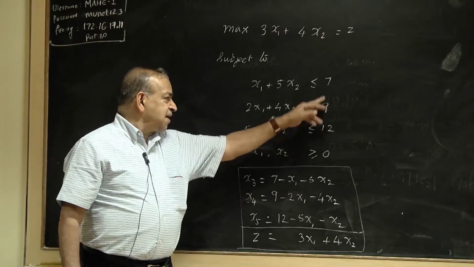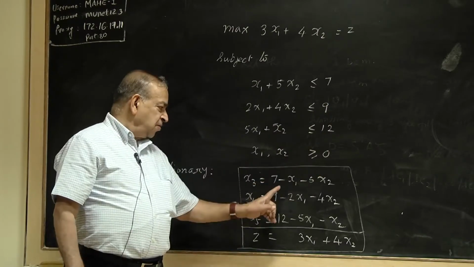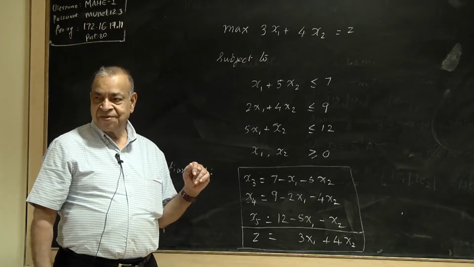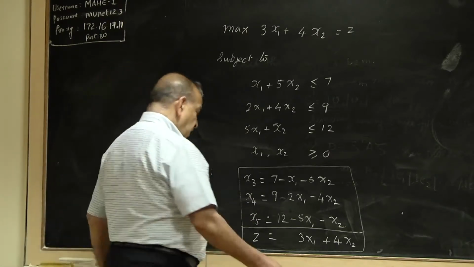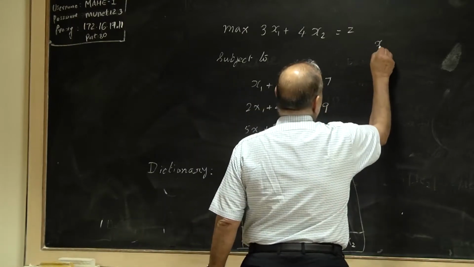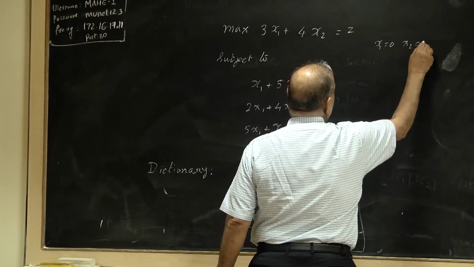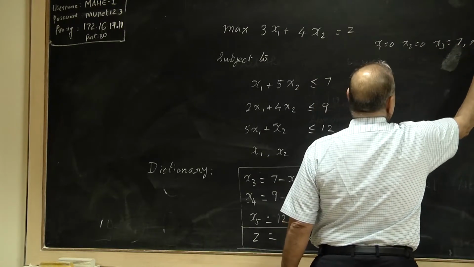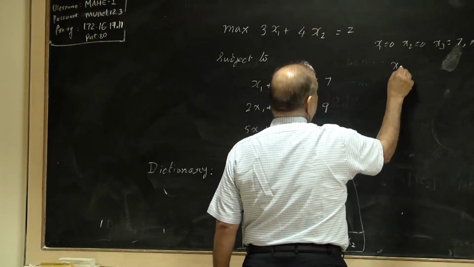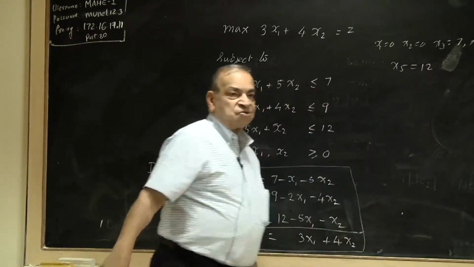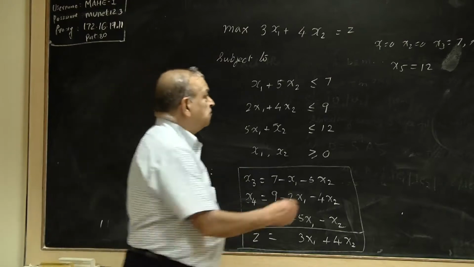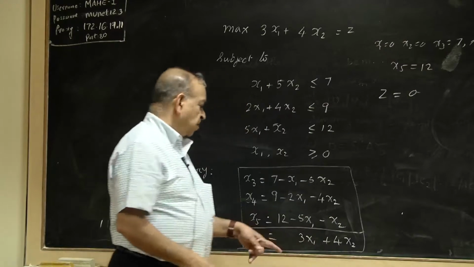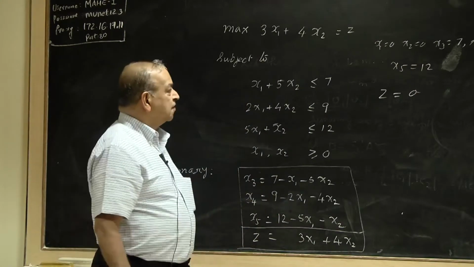As long as on this right hand side everything is positive, you can use 0, 0, then x3 will be 7, x4 will be 9, x5 will be 12. Okay? So, current solution is x1 is 0, x2 is 0, x3 is 7, x4 is 9, and x5 is 12. This is the current solution. And the value of the objective function is 0, because x1 is 0, x2 is also 0. Okay?